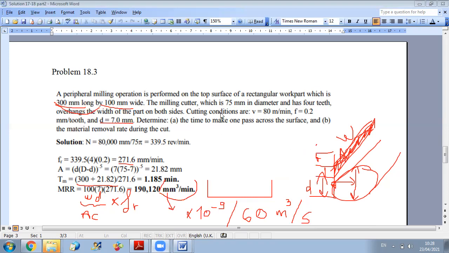Now, any question on this? How we got the value of the removal rate? Okay.